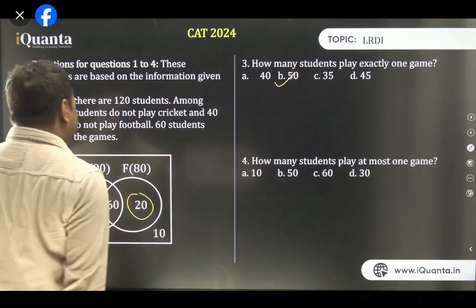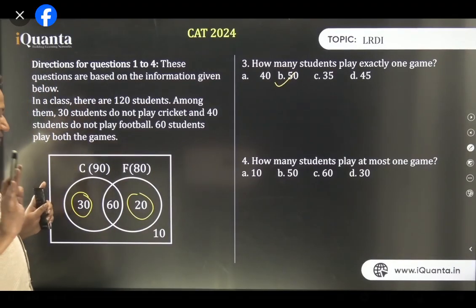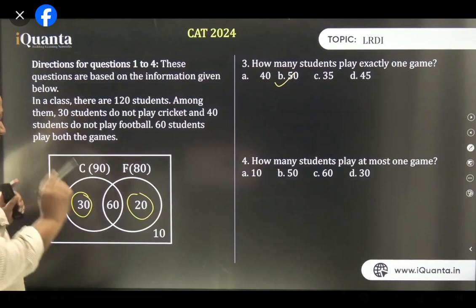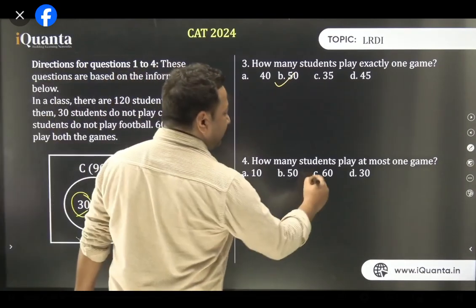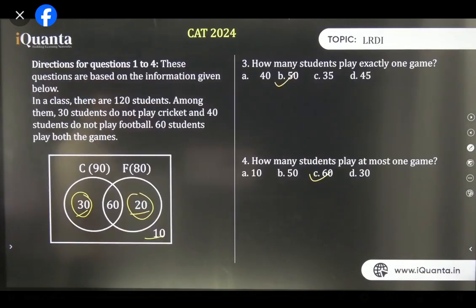How many play at most one game? At the most one game. That means people who play one game or no games at all. So 30 plus 20 and 10. That will be equal to 60. All right. So the answer is C, A, B, C. Clear? All of you? Chalo.